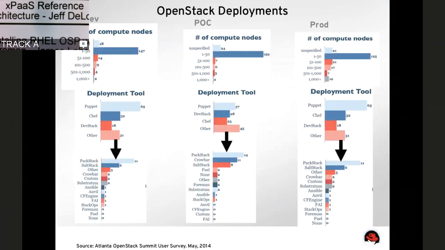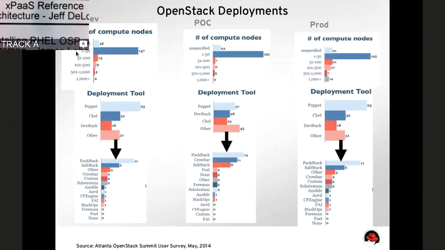One of the interesting things here is that the range of 1 to 50 compute nodes is the largest group across dev, proof of concept, and production. I think it's interesting that they decided to make the range 1 to 50. If they had made it 1 to 5, you would have had a large number of deployments in the 1 to 5 range. Maybe they did that purposefully. They don't want to show that the install base is still pretty small in deployment size, right?